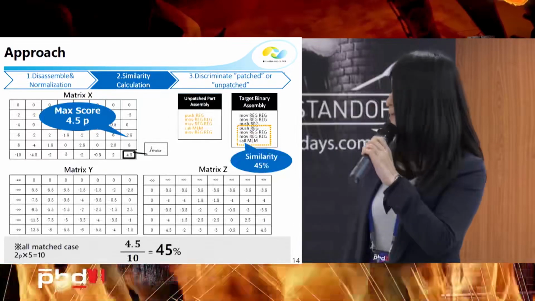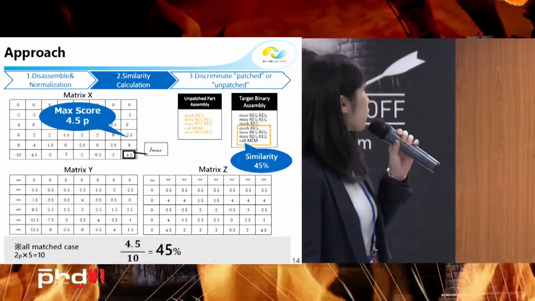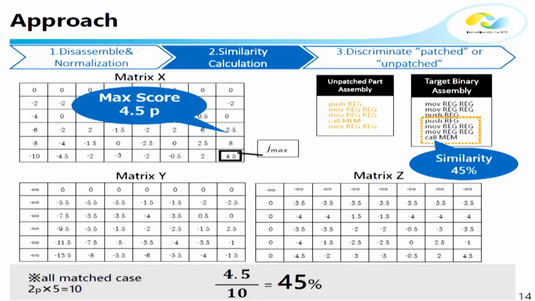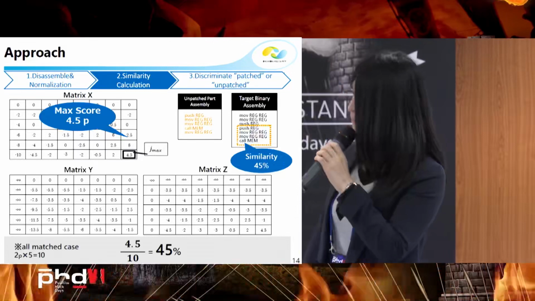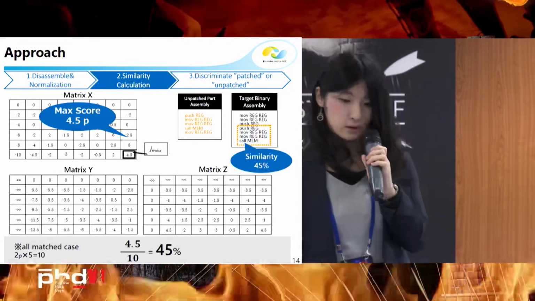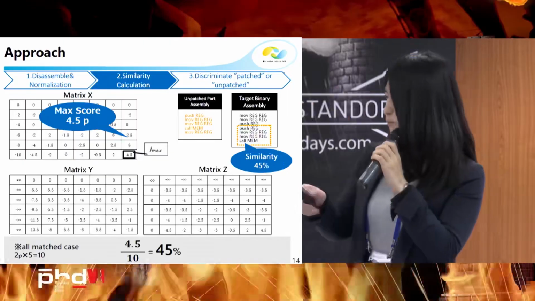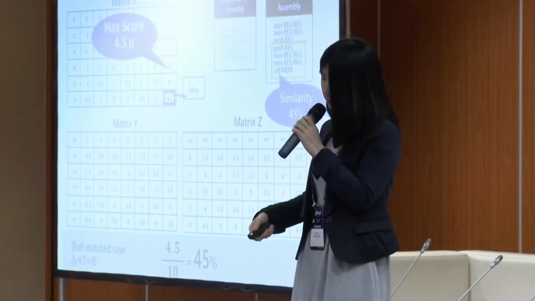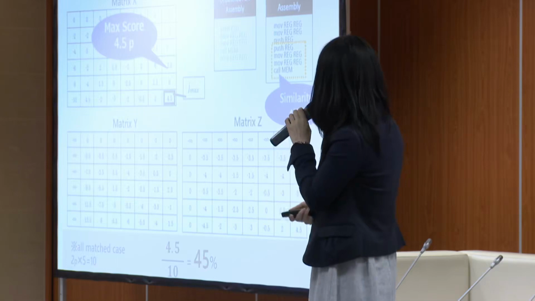So this is a simple example for this score formula. You can see that the matrices X, Y, and Z are calculated for this example, and the similarity calculation will use the maximum score in matrix X. In this case, it will be 4.5 points. And the similarity will be calculated as 4.5 over 10. The 10 is calculated from the all-match case. And the result will be 45%.